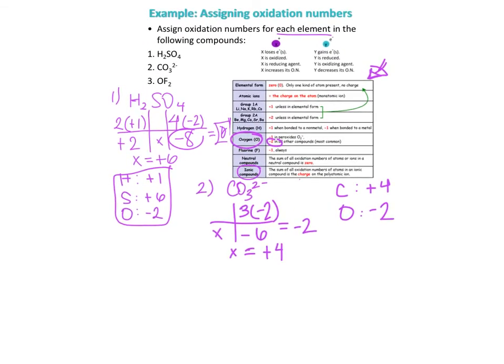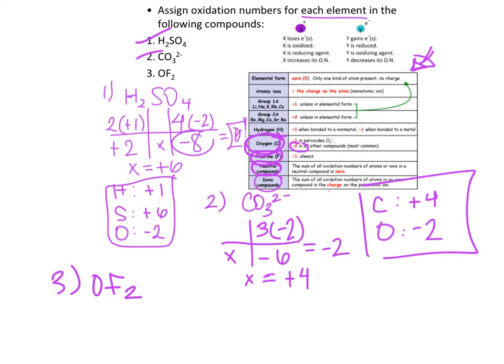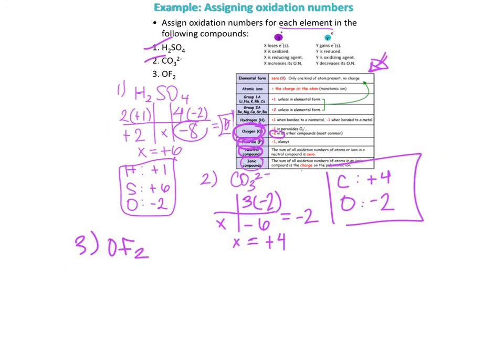Okay, so now we have 2 done so far. And finally, we have OF2. So we have oxygen, we have a neutral compound, and then fluorine right here. I know, sorry, it's kind of hard to see, but for fluorine, it's -1 always. There are no exceptions. It's always -1. So do we have any unknowns? We don't have any unknowns.